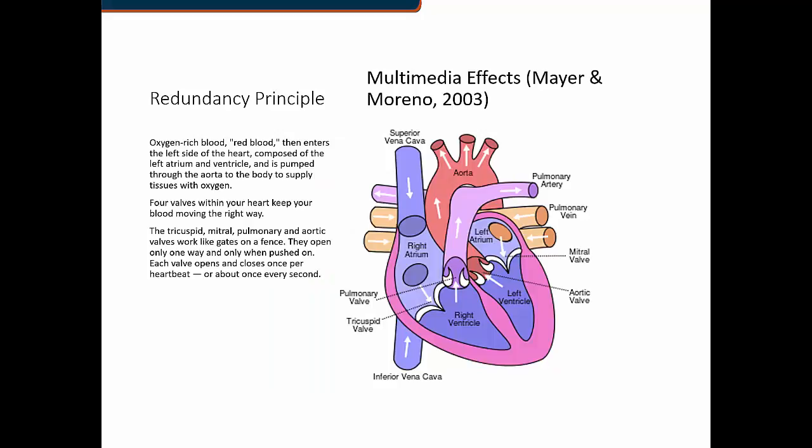Here's the worst way to do it, where you have redundancy. And especially if you're in PowerPoint and you're reading over top word for word, this is torture for everyone. So imagine I'm going to do this to you. Oxygen-rich blood, red blood, then enters the left side of the heart, composed of the left atrium and ventricle.